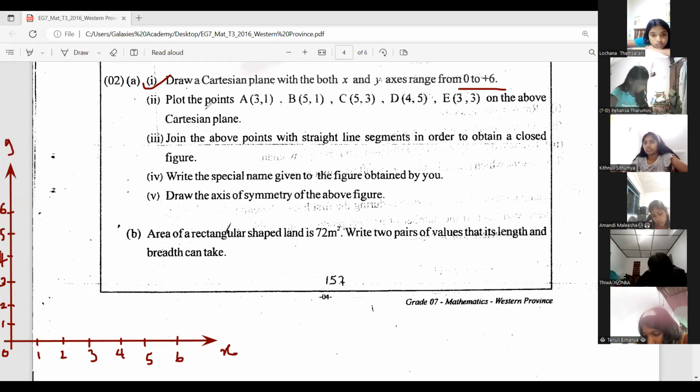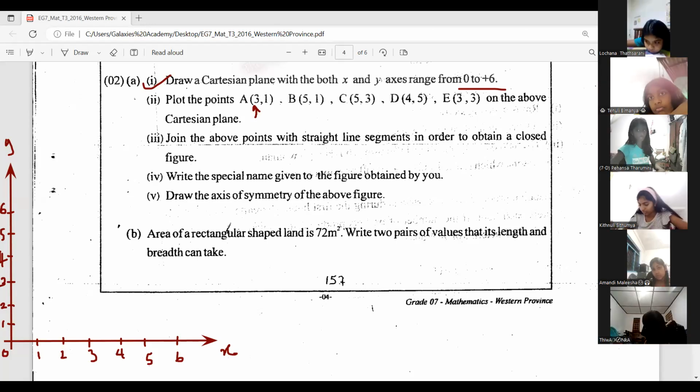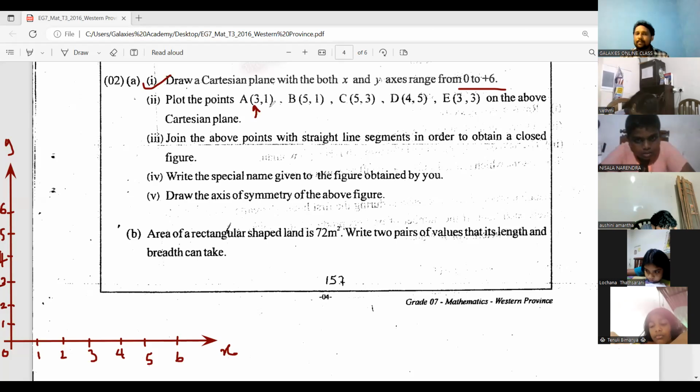The next one, plot the points 3, 1. A is 3, 1. Can you tell me, we discuss about the coordinates now? Which coordinate first we have to write here? X coordinate, හරිද මුලින් ලියන්නේ මොනවද? X coordinate. Then put the comma and second you have to write y coordinate. Right. Then this one 3, 1.